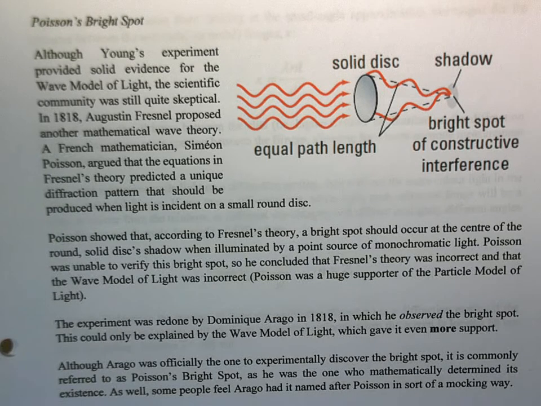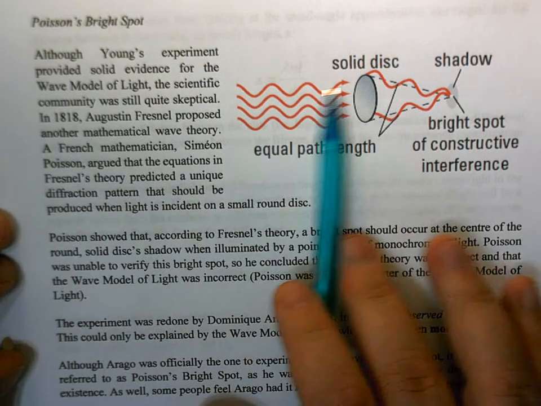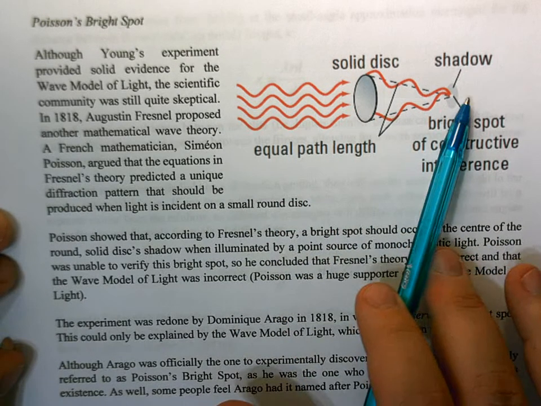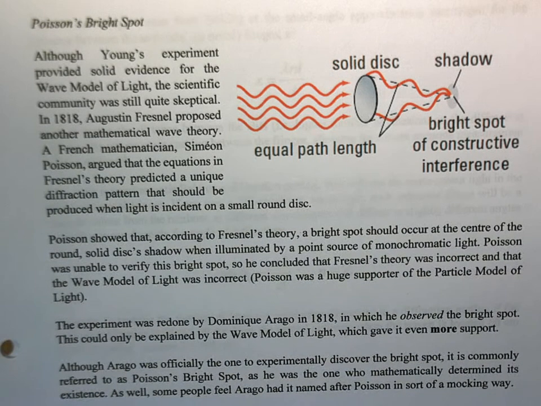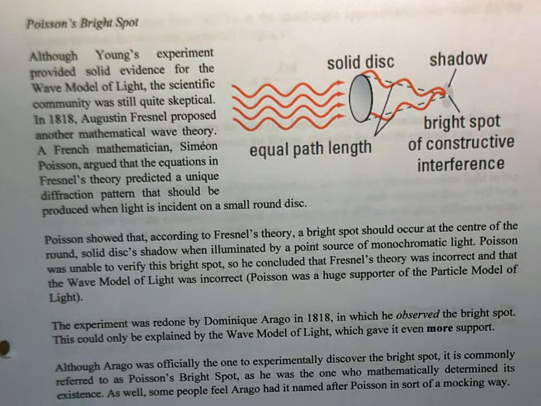So what was actually proposed was by this gentleman named Augustin Fresnel. He proposed a mathematical wave theory, and another French mathematician, Simeon Poisson, argued that Fresnel's theory predicted that if we had light shining on a disk, in the shadow of that disk there should be a bright spot. That's what was predicted in Fresnel's equations, and that's what Poisson had argued. Now, Poisson had actually tried to show the existence of this spot, but he didn't find it. And he was actually happy with this.